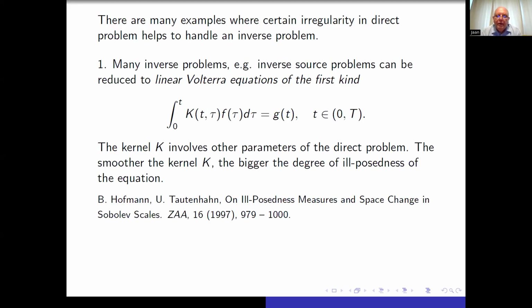For example, many inverse problems, for instance, inverse source problems, can be reduced to linear Volterra equations of the first kind, which is written here. And then the direct problem principally means the computation of such an integral, and the inverse problem, the solution of the integral equation. And then the kernel K involves other parameters of the direct problem, and there the situation is such that the smoother the kernel, the bigger the degree of ill-posedness of the equation. This means that the equation with less smooth kernel has better properties.